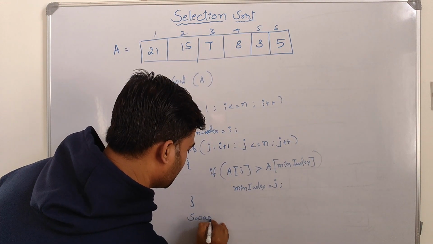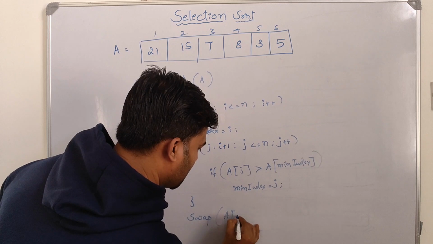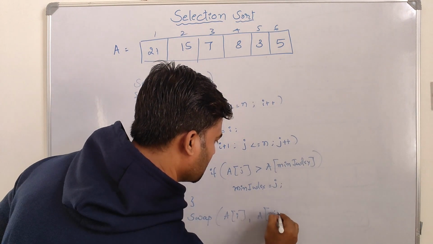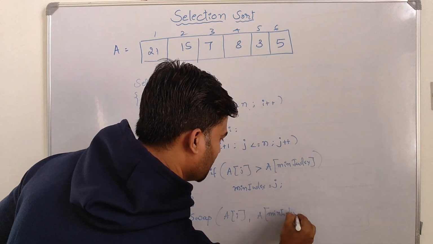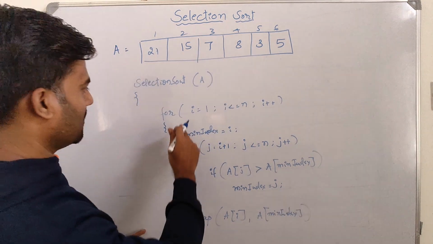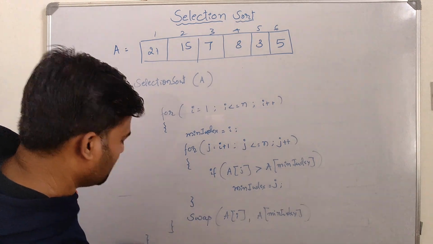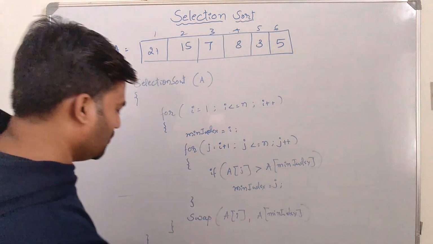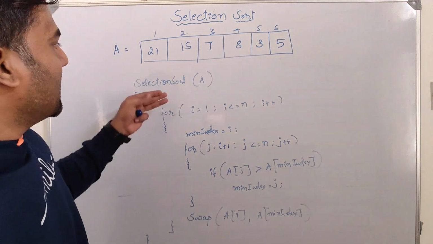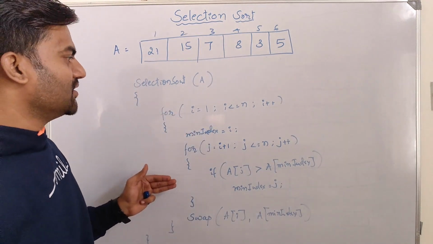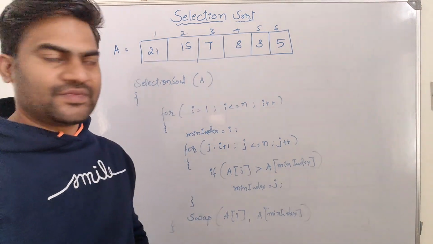So I will swap A of I, comma A of minimum index, and we close this loop and then we close this loop. So at the end of the second loop we will get the sorted array. So this is the pseudocode for this selection sort.